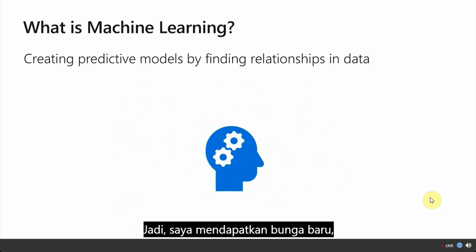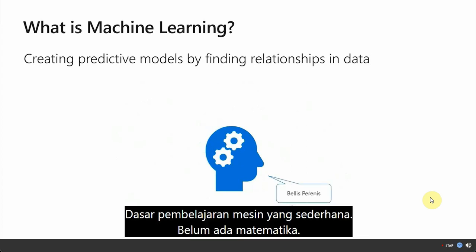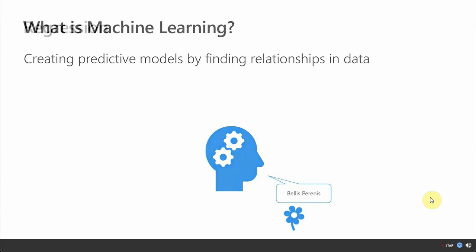After it has done this, I can use this algorithm to predict new flowers. So in this case, I get a new flower, and my algorithm will predict that it's probably a Bellus perennis. Really simple basics of machine learning. No math yet. Okay, so let's start with the first type of algorithms, which is regression.